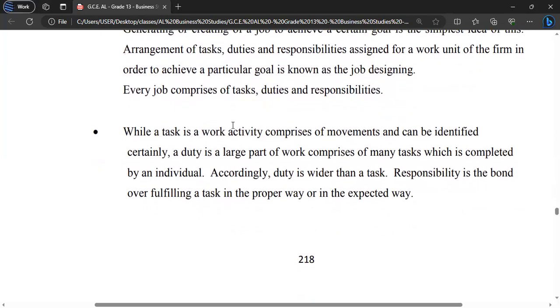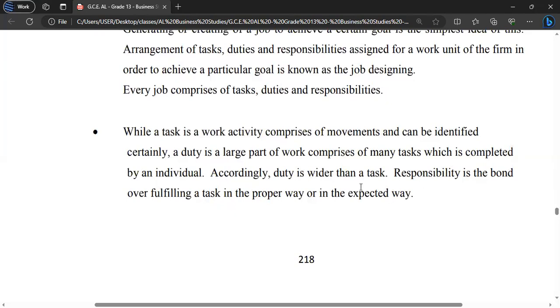A task is a work activity comprising movements that can be identified clearly, right? A duty is a larger part of work comprising many tasks. What is a duty? A duty is a large part of work comprising many tasks, which is completed by an individual. Accordingly, duty is wider than a task. So from this we can come to the conclusion that duty is wider than a task.